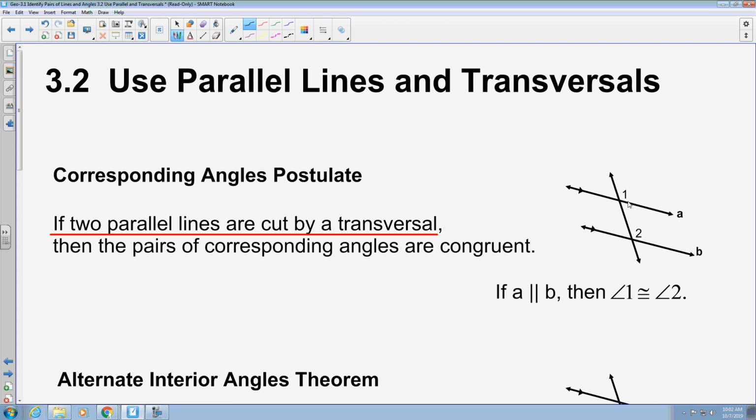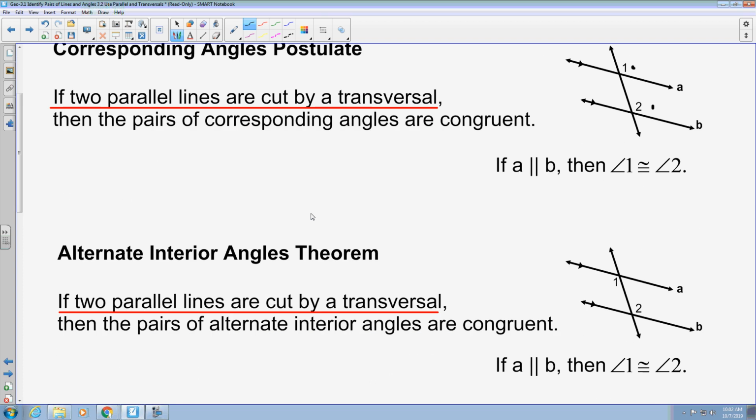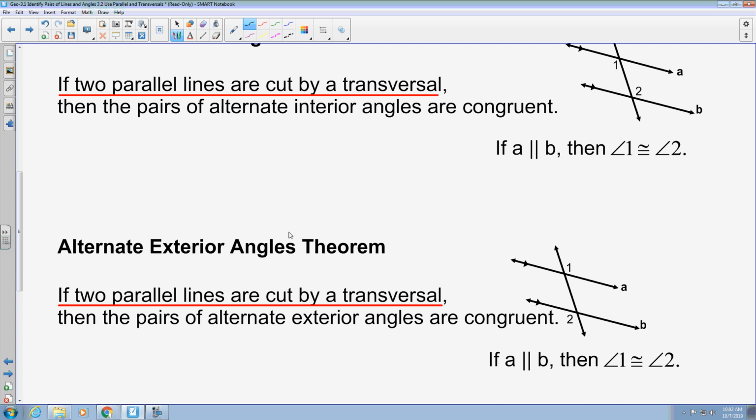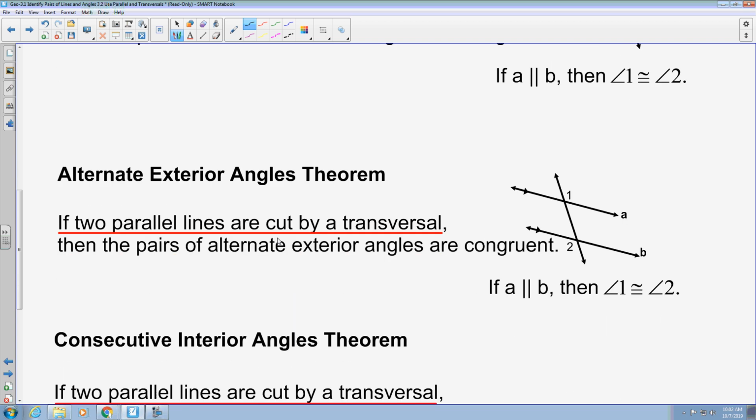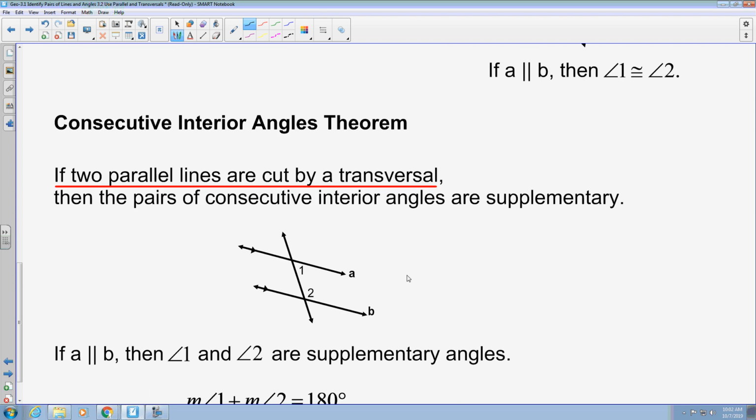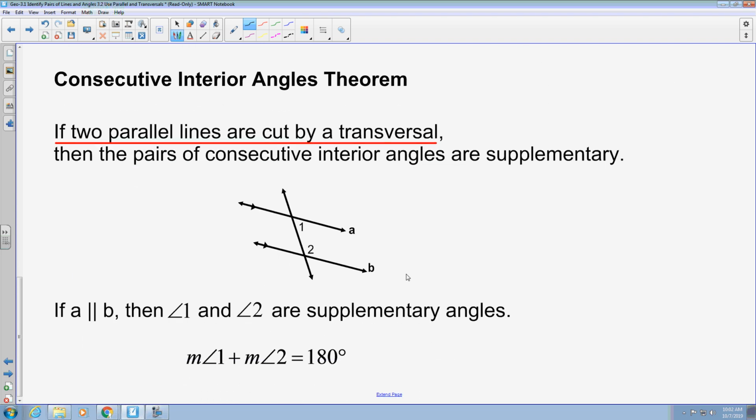So right here with angles 1 and 2, since A and B are parallel, those corresponding angles are congruent. Also, alternating interior angles are congruent, and also alternating exterior angles. The only angle relationship that's not congruent is consecutive interior angles. But since they're not congruent, we have something else that they are: those two angles are supplementary.